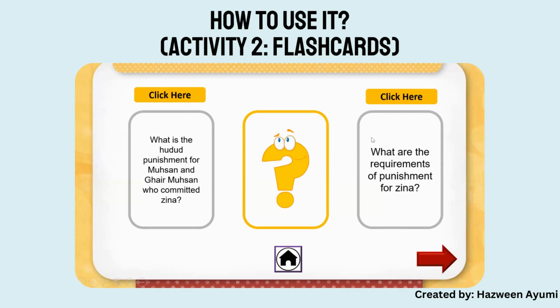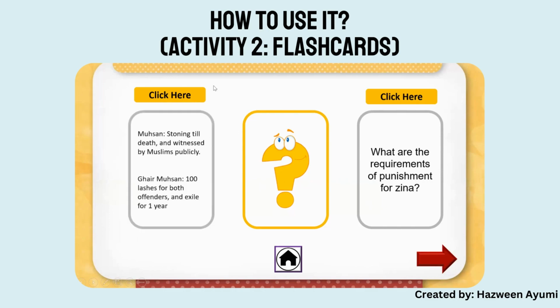There are two questions for one topic, and there are several questions that have two flashcards. For the first question, what is the hudud punishment for Muhsan and Ghair Muhsan who committed zina? The students who play this can answer it verbally and click here to get the answers. And the next question, what are the requirements of punishment for zina?